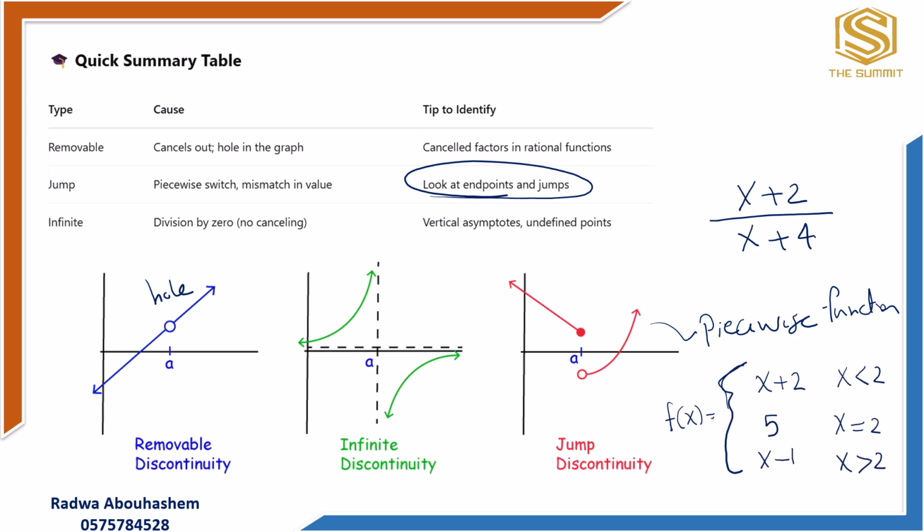For example, function of x equals x plus 2 when x is smaller than 2, 5 when x equals 2, and x minus 1 when x is greater than 2. Let me try to substitute the 2 here. If I substitute the 2 here, it gives me 4. And if I substitute the 2 here, it gives me 1. So I examine my function from left and right, and they are not equal. So this means I have a jump discontinuity here, 1 to 4.